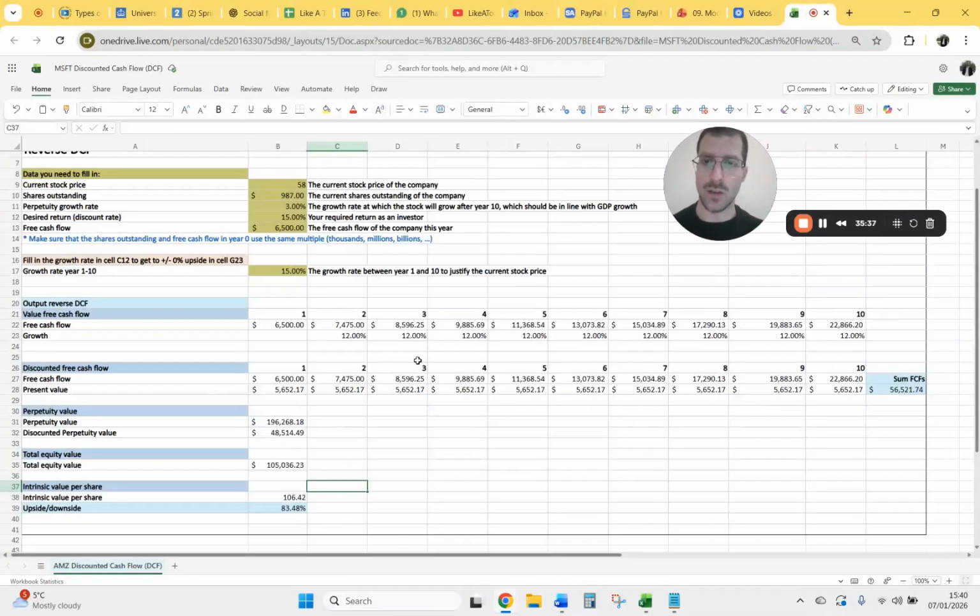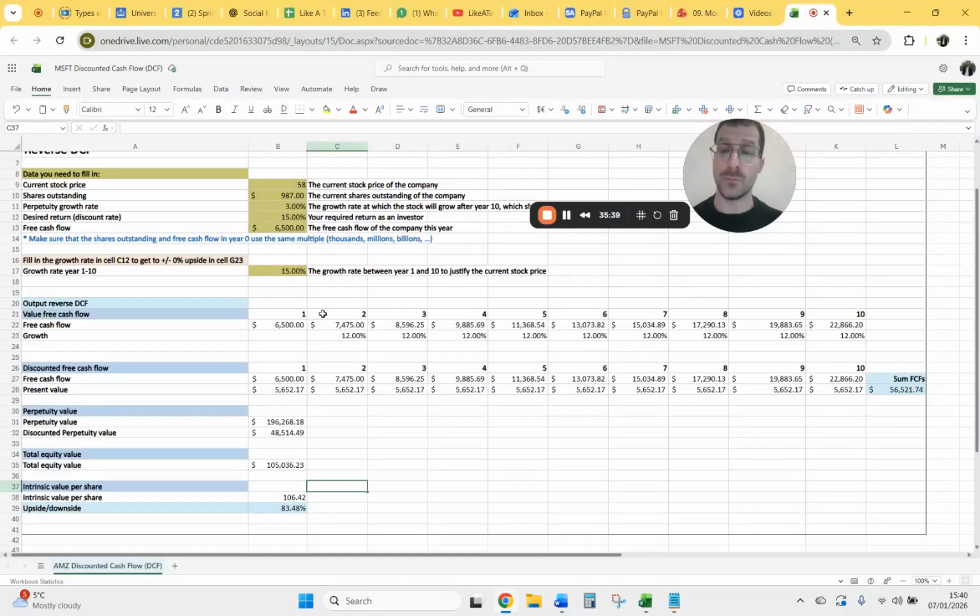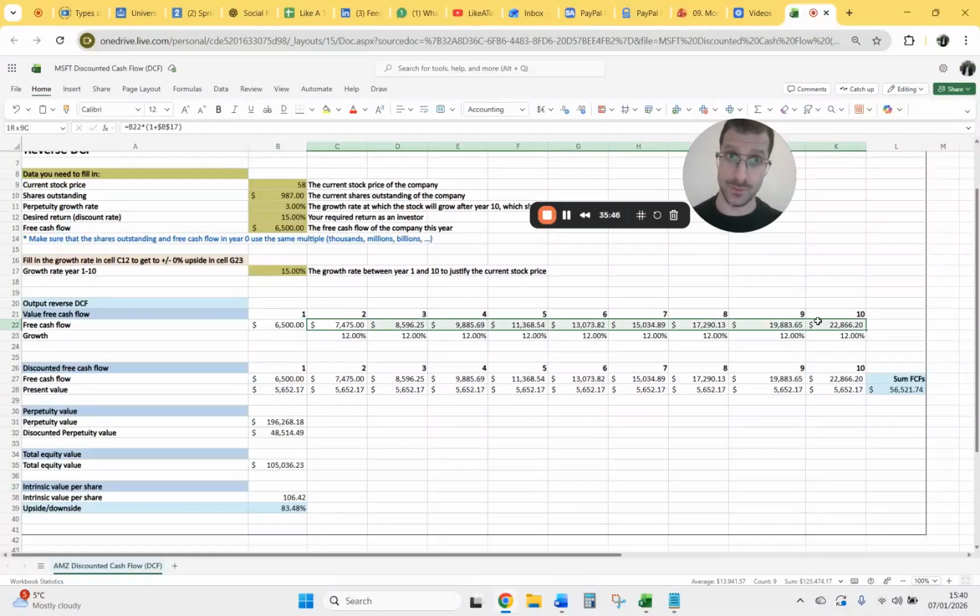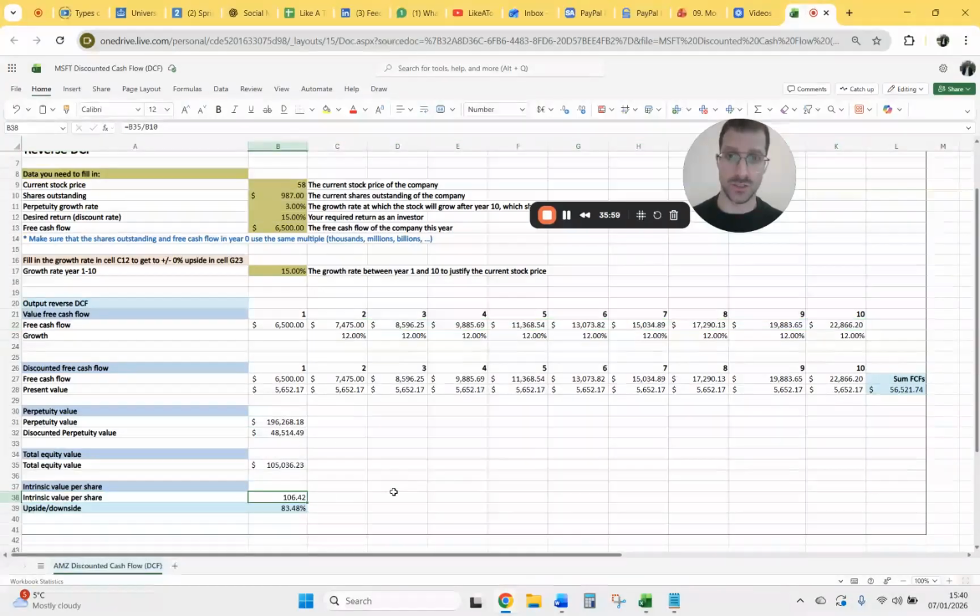So let me break this down for you. What it means, again, is that if PayPal really goes on to compound free cash flows at 15% per year over the next 5 years, over the next 10 years, then the intrinsic value per share is about $106 per share. Today's price is at 58. So yes, we have, look at that, an 83% upside potential right here. All right. Which is very telling.